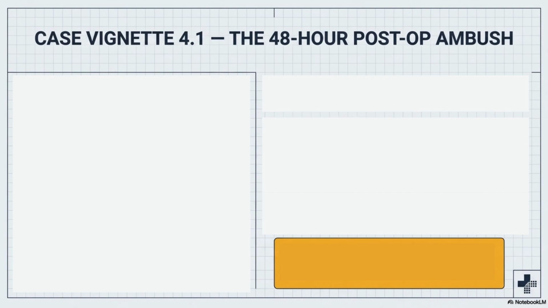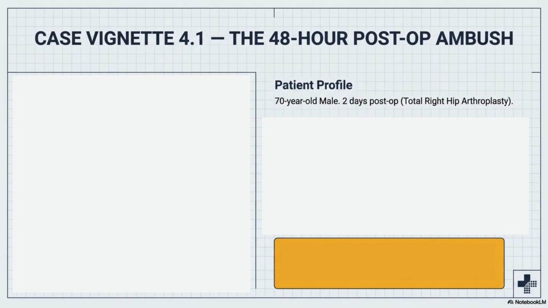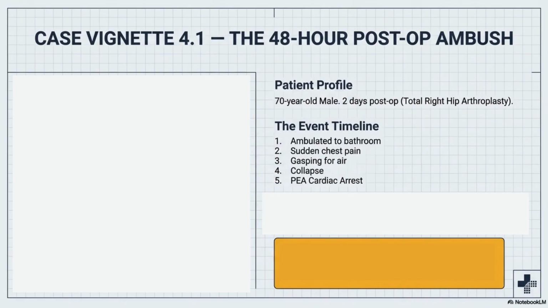Let's put this into context with Case Vignette 4.1. The 48-hour post-op ambush. Our patient profile is a 70-year-old male who is 2 days post-op from a total right hip arthroplasty. Looking at the event timeline, Step 1. He ambulated to the bathroom. Step 2. He experienced sudden chest pain. Step 3. Gasping for air. Step 4. Collapse. And Step 5.